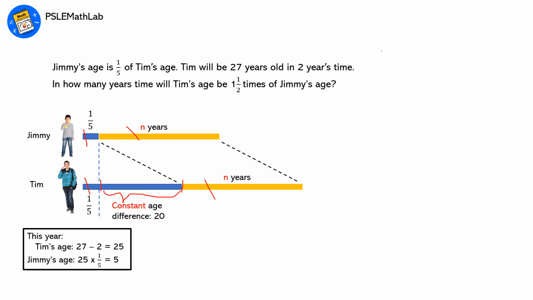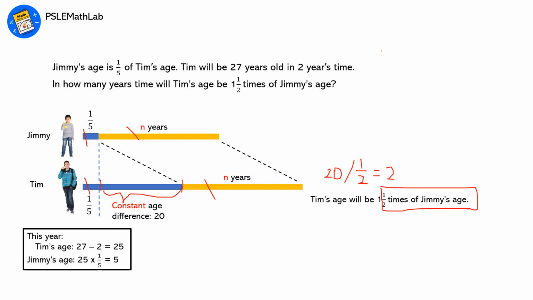And we also have the condition that Tim's age will be 1.5 times Jimmy's age, and we can tell after n years the difference between Tim's age and Jimmy's age is 1.5 minus 1, which is 1 over 2 times Jimmy's age. And we can calculate that after n years Jimmy's age: 20 corresponds to 1 over 2 times Jimmy's age, so divide by 1 over 2. This is 20 times the reciprocal of 1 over 2, which is times 2. So after n years, Jimmy's age is 40 years old.